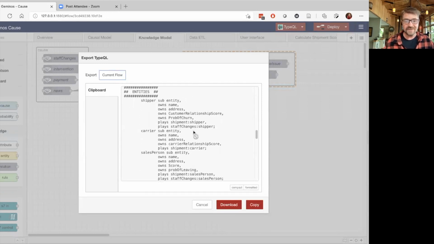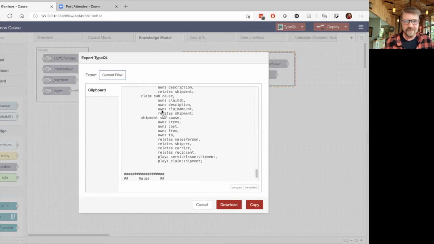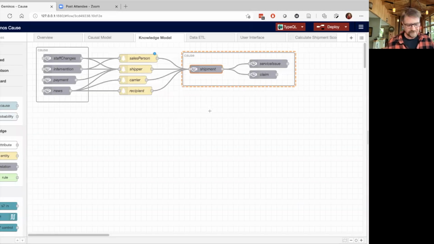So as you change it, you'll get different results. You even have rules in here, like shipment sub cause. So there's all the stuff that it owns. It relates to salesperson, shipper, carrier, plays, service distribution. So this all looks like proper Vatical code. And in fact, you can actually run it.